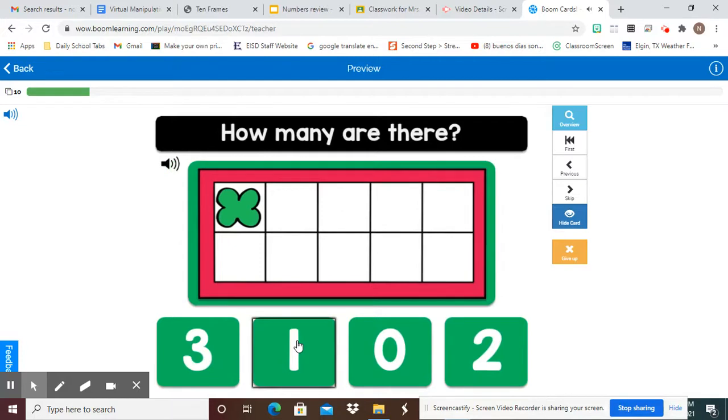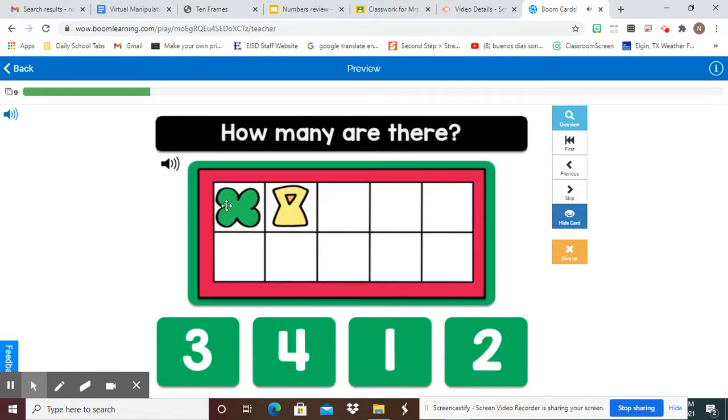How many are there? So instead of counters, now we have a little green leaf. How many do we have? Let's count them. 1. So which one is 1? Yes or no? Which one is it? This is number 1.